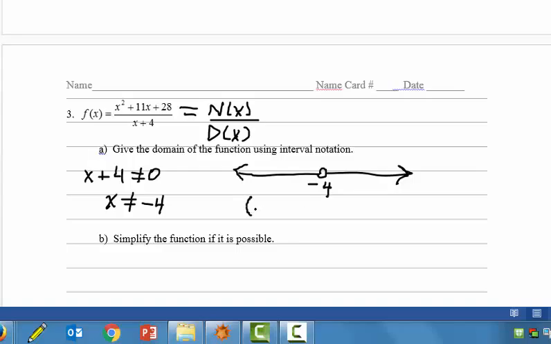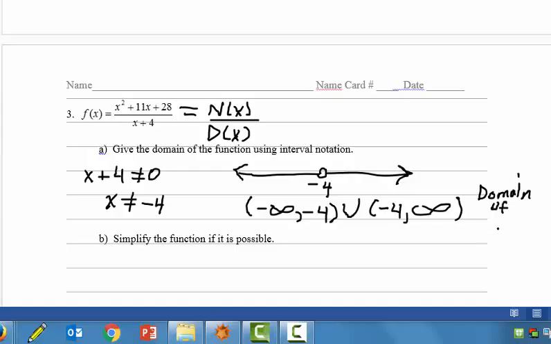So I want all the numbers left of negative 4, which are negative infinity to negative 4, not including the negative 4, or all the numbers bigger than negative 4, which is the interval negative 4 to infinity. So this is the domain of f of x.